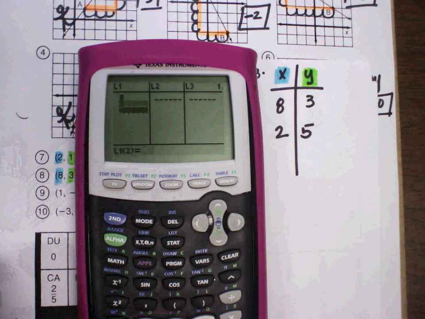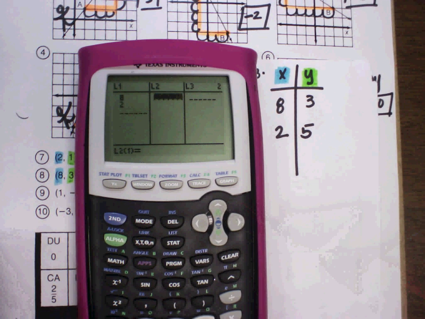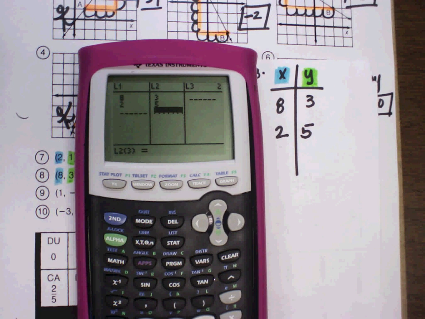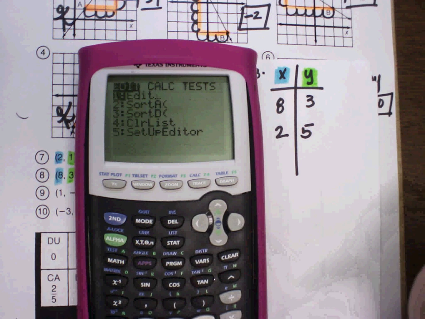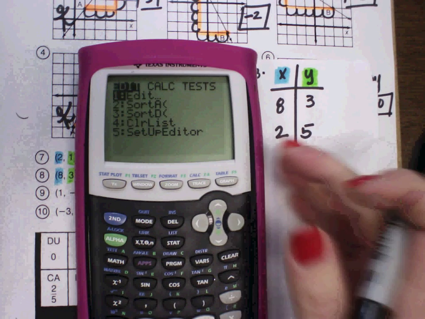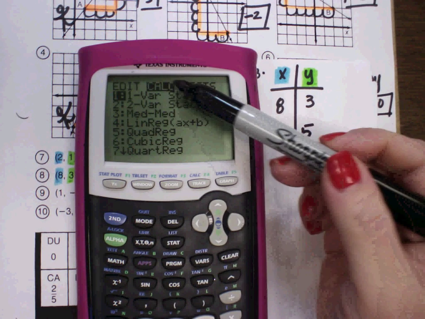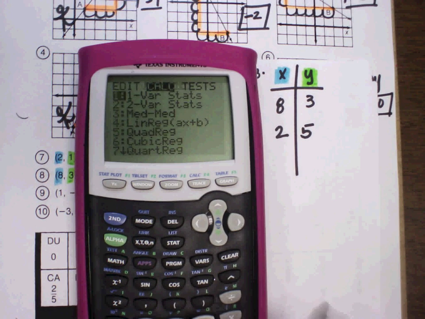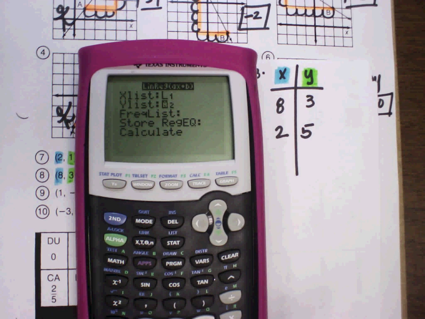So everybody here, do you remember what to push next? Go back to stat a second time. Very good. But instead of edit, we're going to go to calc. So you got to jump to the right, and now it's where you do 4. Okay? And then enter, and then you got to do enter all the way to the bottom, right? To calculate, and then you hit enter, right?